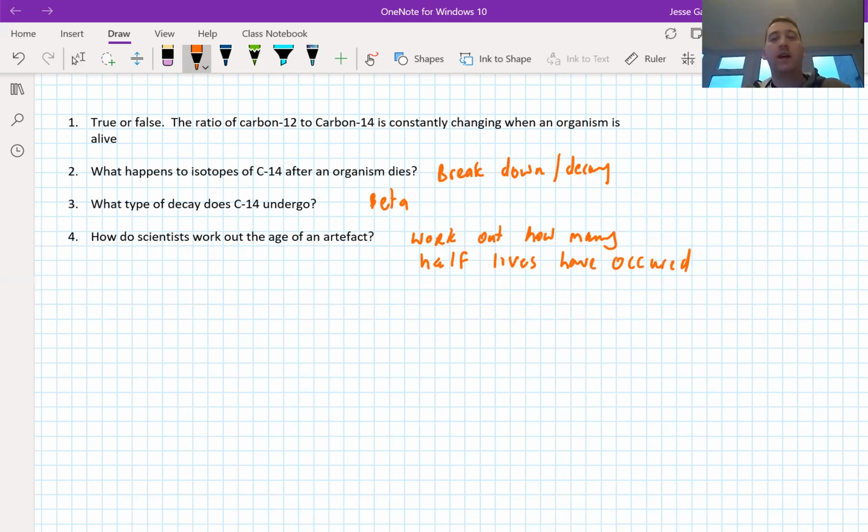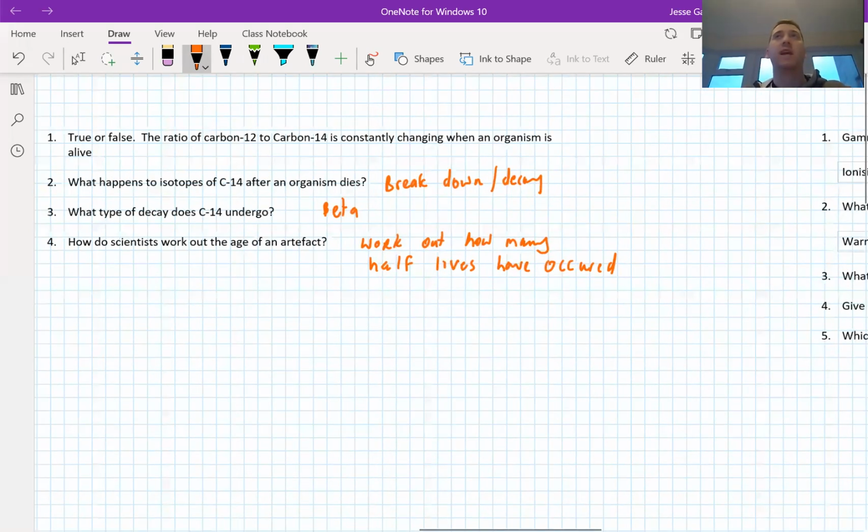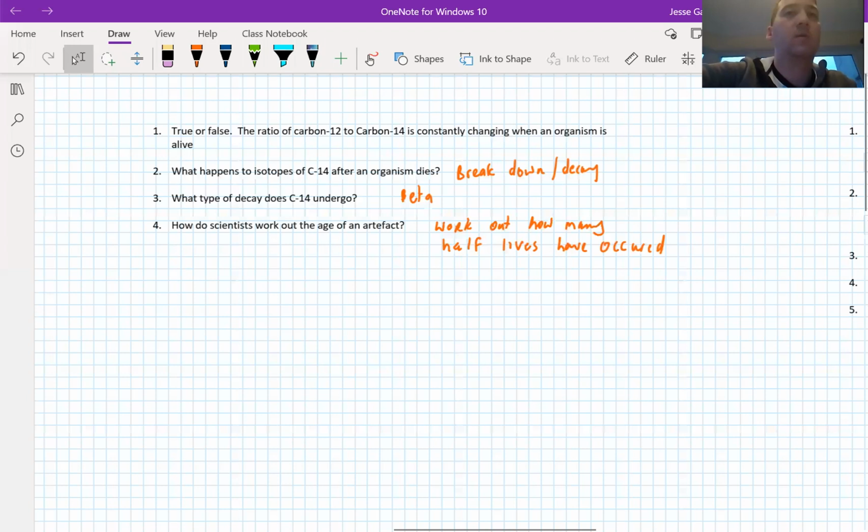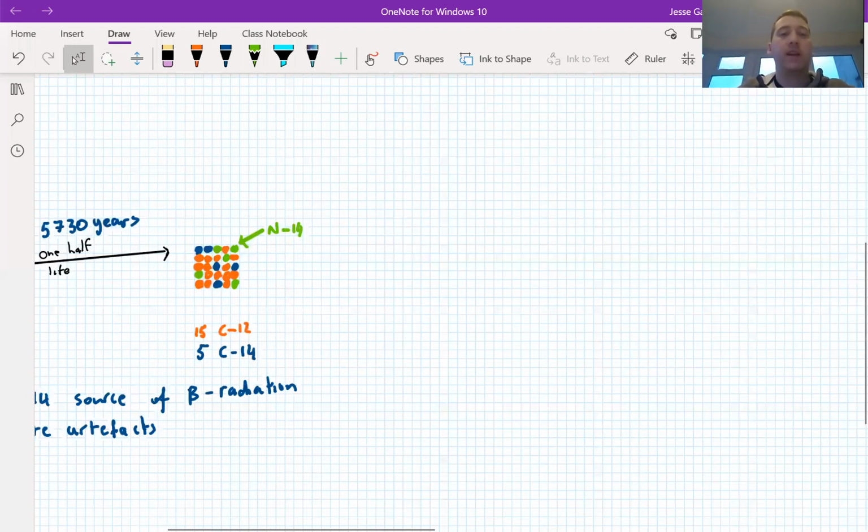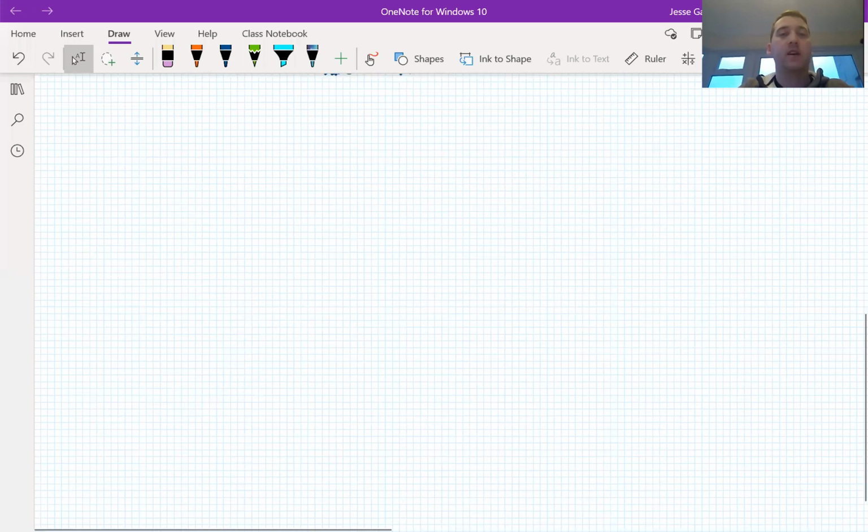Okay, so they know how many atoms are in a sample. They know how many atoms they should have of carbon-12 and how many they should have of carbon-14 when the organism was alive. Then they work out how many they actually have, and that tells them how many half-lives have passed, and they can work out how old something is. Okay, so that's using beta decay in a process.